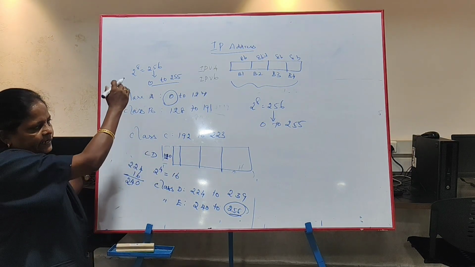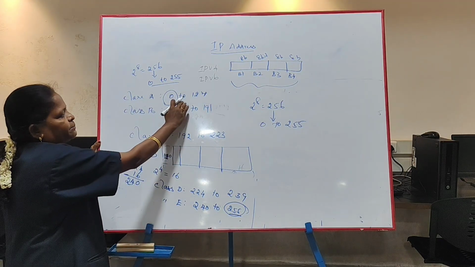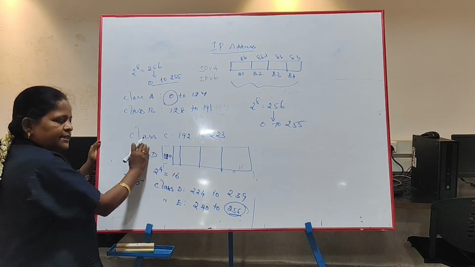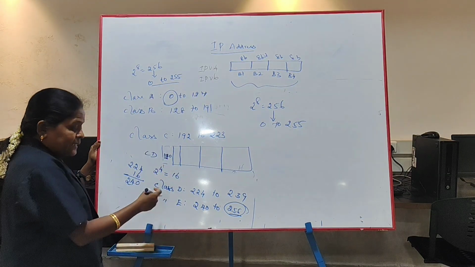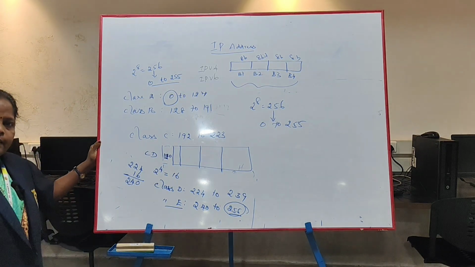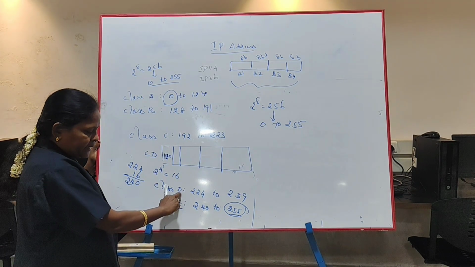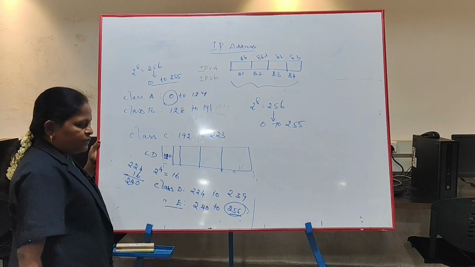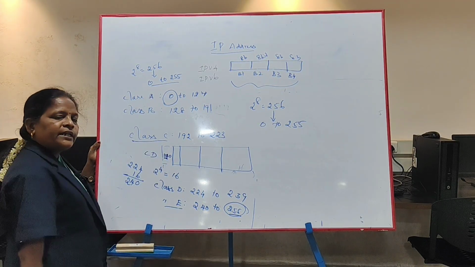So the entire IP range from 0 to 255 can be split into classes: class A has some range, class B has some range, class C has some range, class D also has some range, and even class E, which is mainly used for future reference. Class D is mainly used for multicasting. Generally, most organizations use class B.